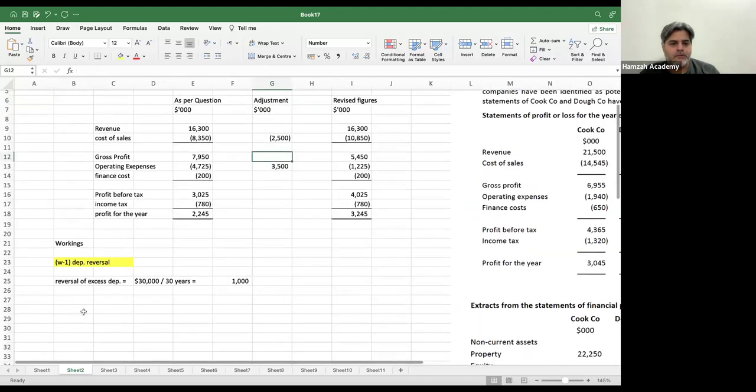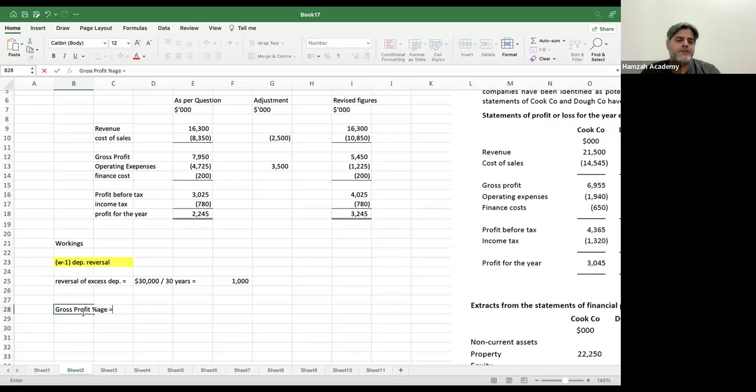So we are going to have the gross profit percentage over here. Now our gross profit is going to be 5,450 divided by sales of 16,300 into 100. So our ratio is going to be 5,450 by 16,300. We get 33.44%.